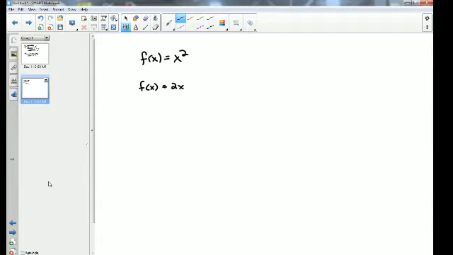Now, using the derivative, calculate increasing and decreasing and min-max values. So what do I need to do with this? Set equal to 0. And what does that tell me? That x equals 0. Okay.